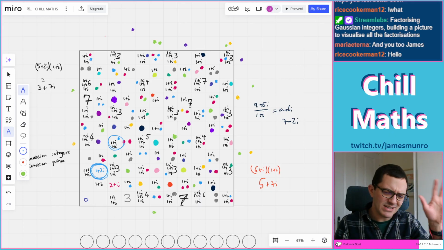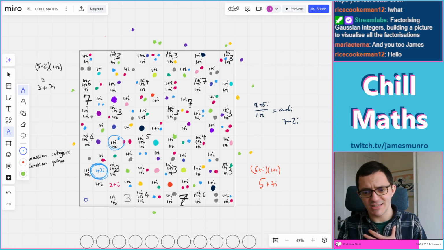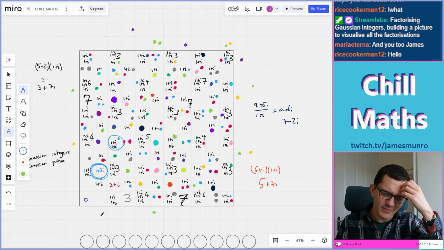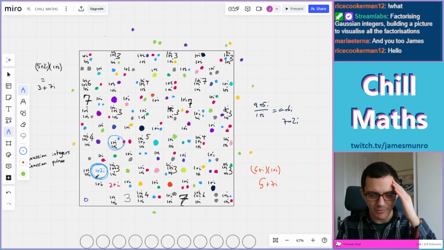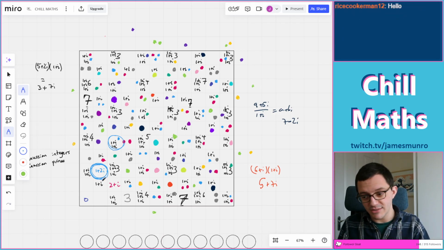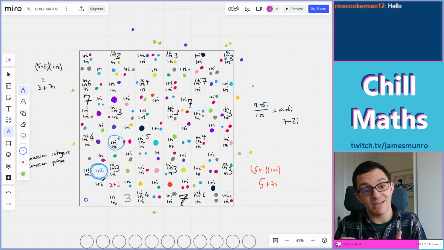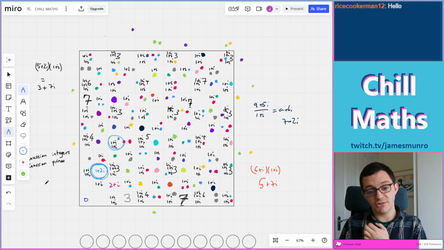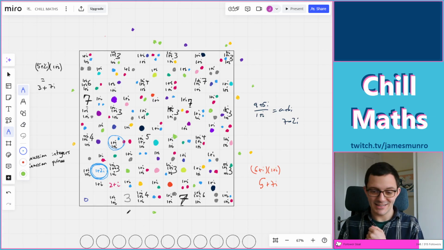And because of that nice symmetry, my approach is to consider all 4 of them multiplied by the 4 units, to be just the same as each other. So I've tried to do them in the same colour. 1 plus I, but then over here would be minus 2 plus I, and down here would be minus 1 minus 2I, and then over here would be 2 minus I.